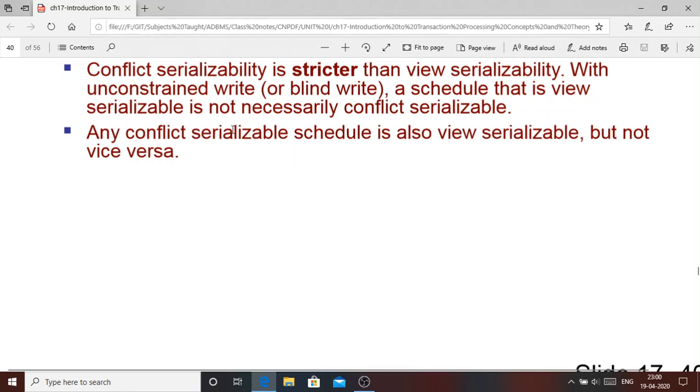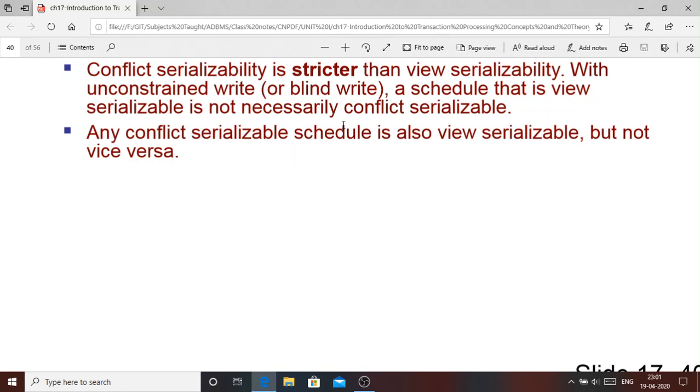That is, with unconstrained write operation, a schedule that is view serializable is not necessarily conflict serializable. So conflict serializability basically makes a stricter version. That is, the schedule which is view serializable is not necessarily conflict serializable, but any schedule which is conflict serializable is bound to be view serializable. So basically conflict serializable is a stricter version, whereas view serializable is not that strict.